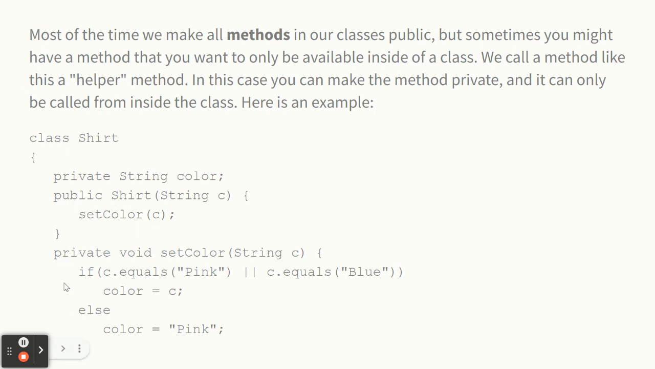Could I call it other places in the class? Could you call it what? Other places in the class? Yeah, anywhere in the class. Yeah, you could have a public set color. It couldn't be exactly the same name, but you could have another change color method, and it could call this one.